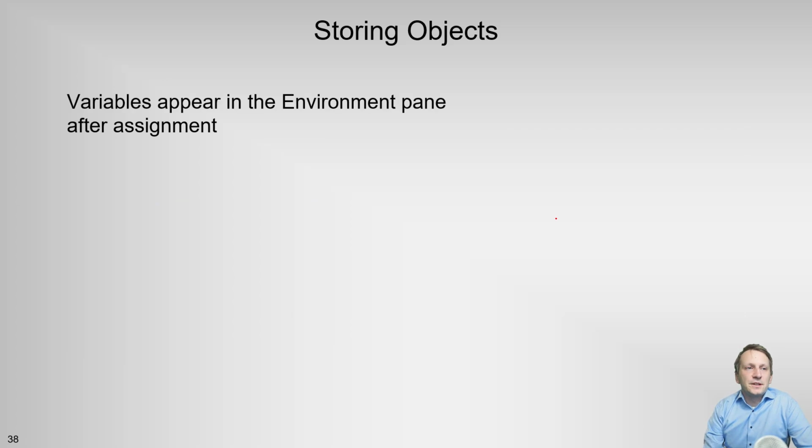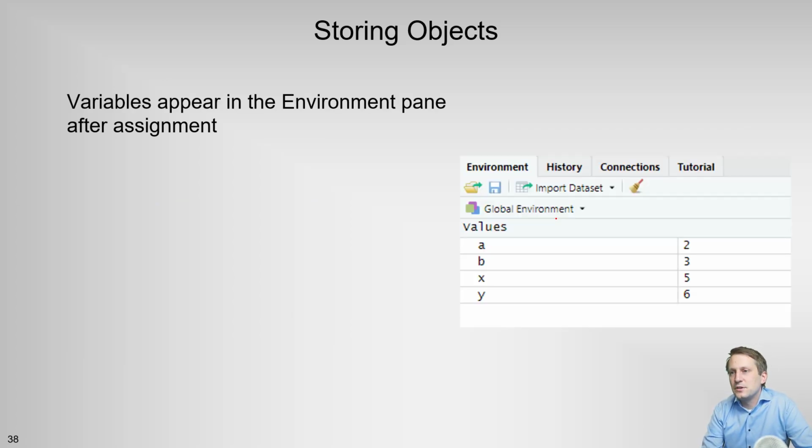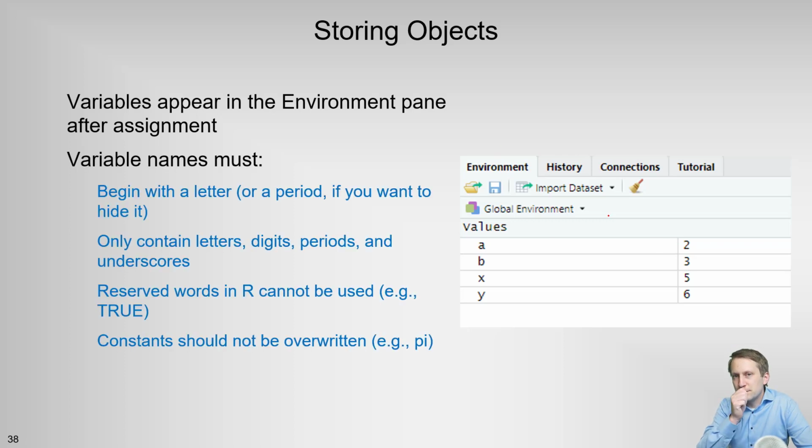So storing objects. Variables appear in the environment pane after you made an assignment. So you have assigned a, b, x, and y, and you see those contents in the environment tab in RStudio. There are certain restrictions on what a variable name can look like. It needs to begin with a letter. It cannot begin with a number. It must only contain letters, digits, periods, and underscores.